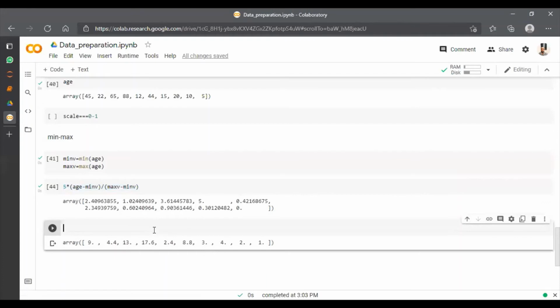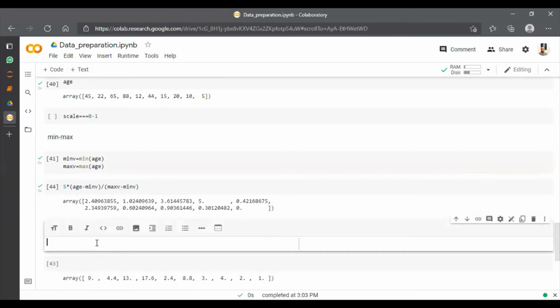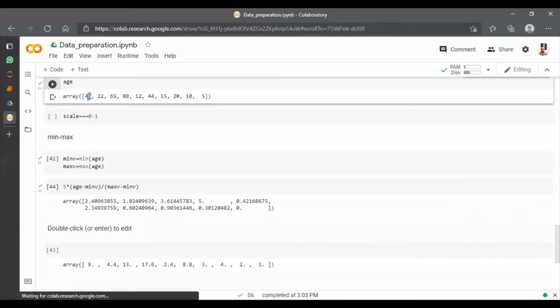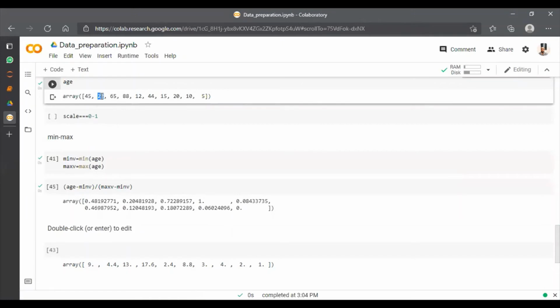I don't know why it's quite confusing for you. I think when it comes to math like this, you guys always feel uneasy. Math is not easy, but this is not just simple math now. Just like you have 45, 45 minus the minimum value. What's the minimum value in this particular data? You have 5. 45 minus 5 over 88 minus 5. That is just the formula. Then you get the first value here, which is 0.482.